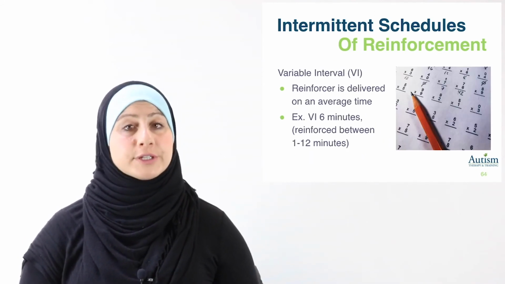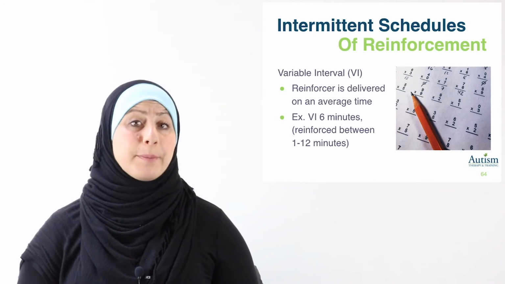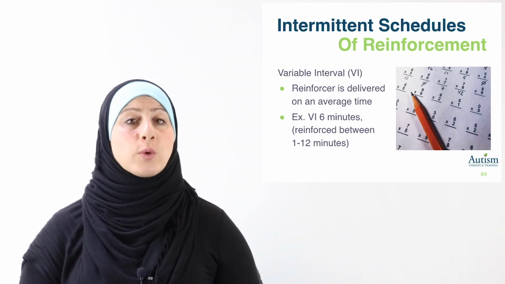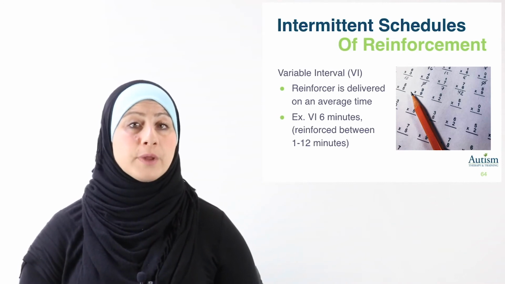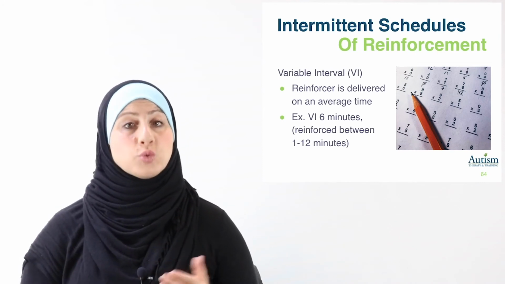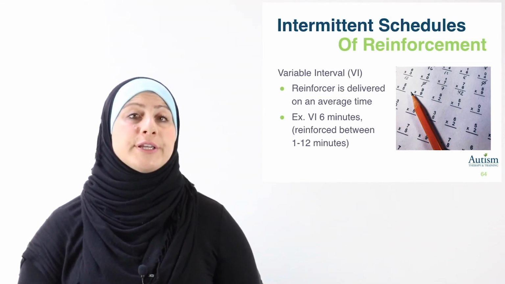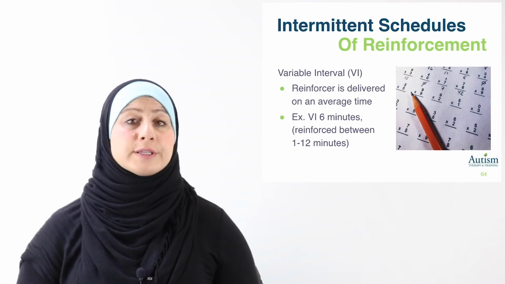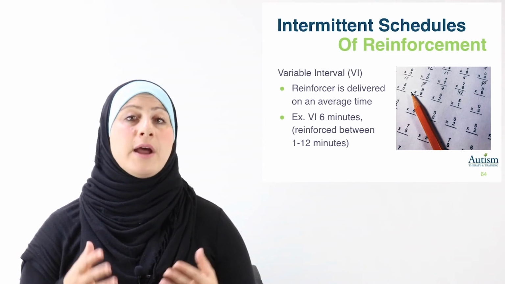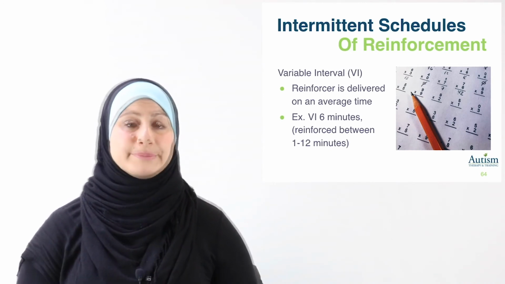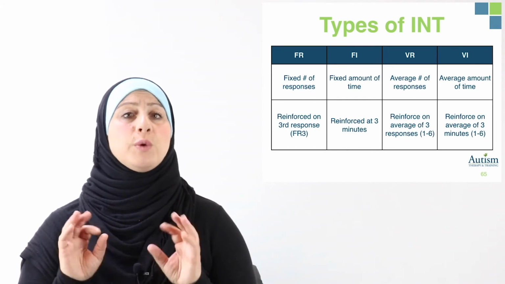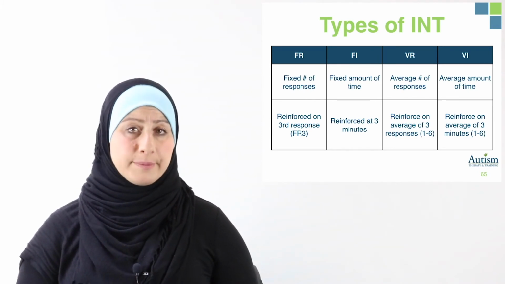Lastly, variable interval schedules are an average of time that passes before getting the reinforcer. A child may answer only 2 math questions during a 6-minute interval. With a VI 6, you can reinforce anywhere between 1 minute and 12 minutes. Imagine your learner is doing math questions. You reinforce them for doing the work at 2 minutes, then at 6 minutes, then at 9 minutes, then 4 minutes, and so on. Remember, the importance of intermittent schedules of reinforcement is to maintain behaviors over time.